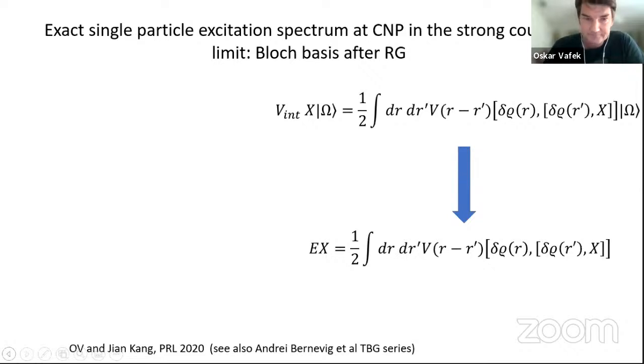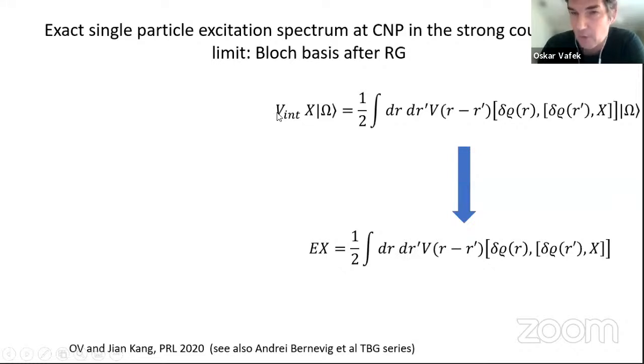And the key observation, which was actually made independently by us and by Andrei's group, is that the state upon which this fluctuation density operator acts is annihilated by it at the charge neutrality point. When I take delta rho and act on a state which was the ground state, but then I have some operator X acting on that state, let's say that X will try to create an excitation on top of our ground state.